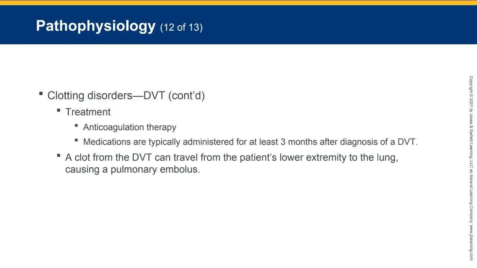Now, treatment for DVT: anticoagulation therapy. Medications are typically administered for at least 3 months after diagnosis of a DVT. A clot from a DVT can travel from the patient's lower extremity to the lung, so they are at a high risk for developing a pulmonary embolism if the DVT is dislodged.